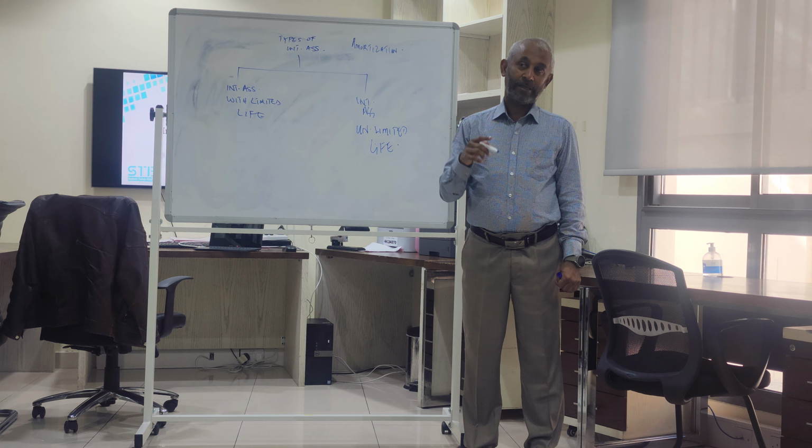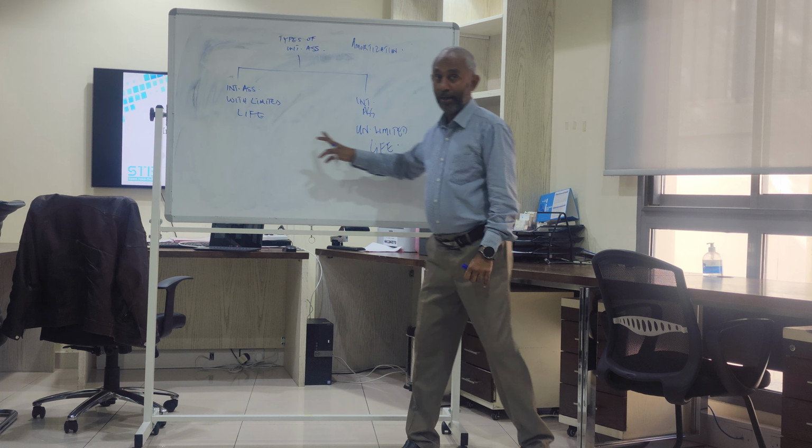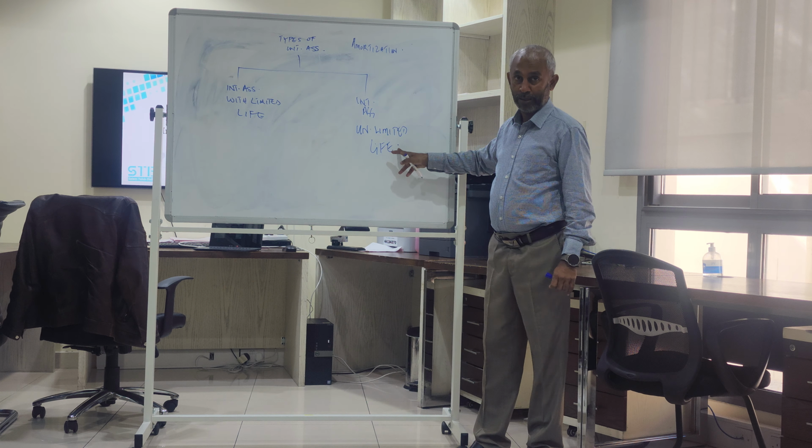So you could choose 2 years, you could choose 4 years, or you could even choose 5 years. But you cannot choose 6 or 8 or 10 or 20. This was the old standard. The new standard said intangible assets are categorized under two headings, with limited life and with unlimited life. For those with unlimited life, can we amortize?